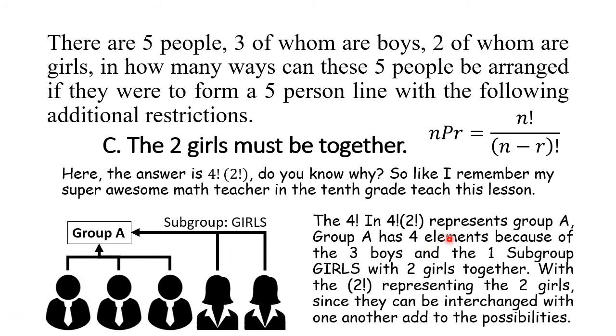Group A has 4 elements, because of the 3 boys and the 1 subgroup of girls with 2 girls that are together. The 2 girls need to be together. That's the condition. The 2 factorial represents the 2 girls, since they can be interchanged with one another, adding to the possibilities. Okay. Do you get it? Good. Very nice.